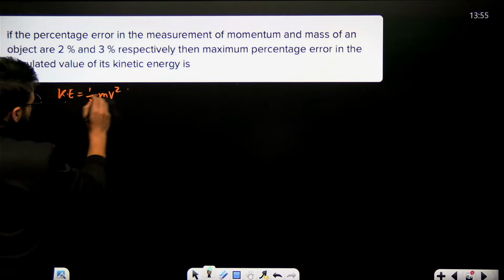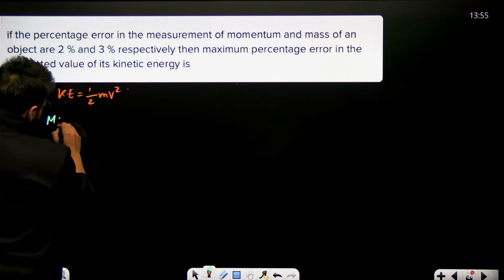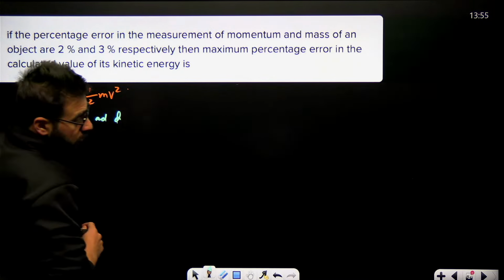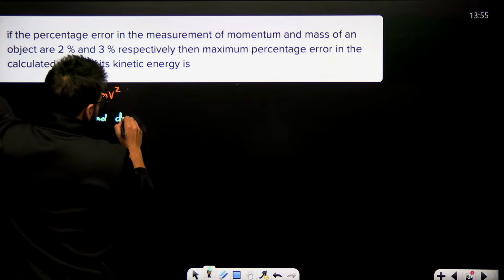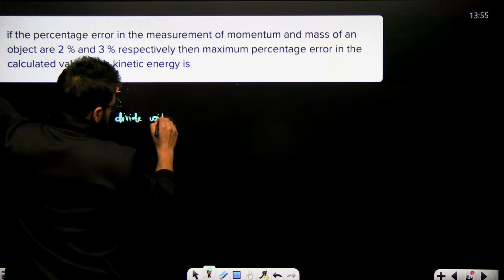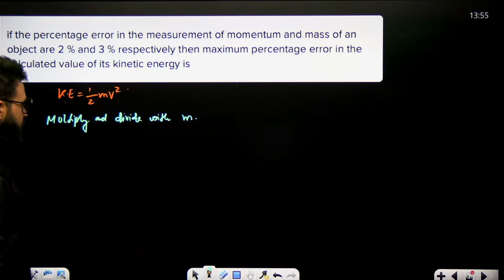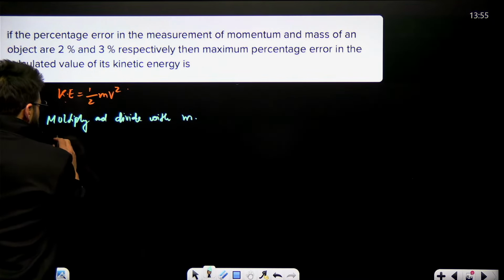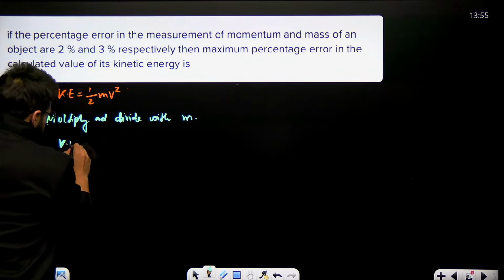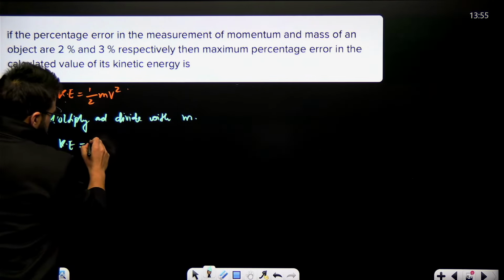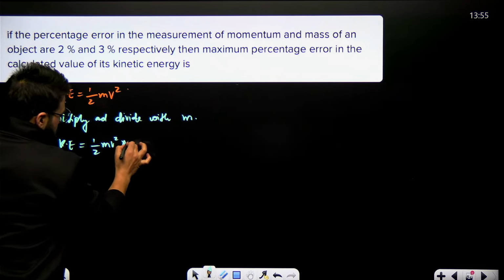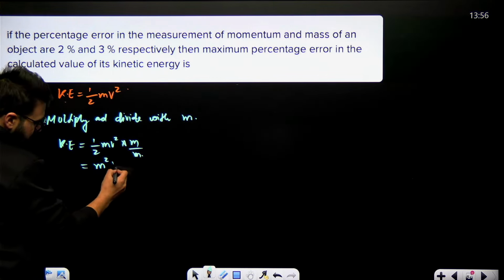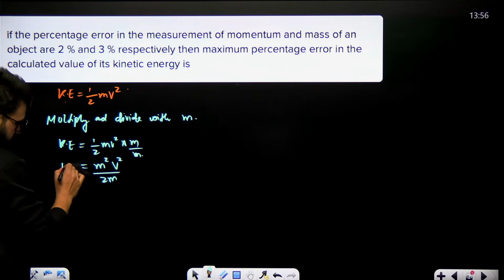Now guys, I would want you to multiply and divide with m, from this side. So it will become 1 by 2 mv square, times m by m. What will it become? m into m will be m square v square divided by 2m. And this is kinetic energy.